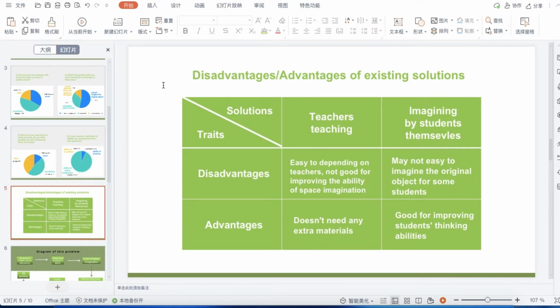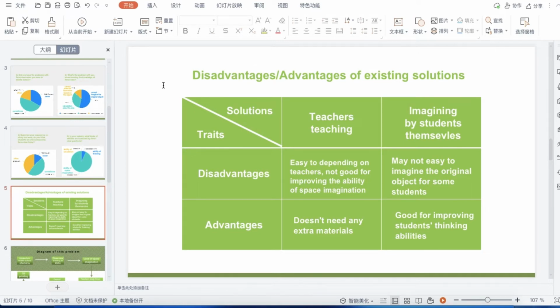Let's see, what are the existing solutions to this phenomenon? The first one is teachers teaching. If we depend on teachers teaching, it is very easy to become dependent on teachers, and it is not good for improving the ability of students' space imagination. But it still has the advantage that we don't need actual materials. It is very easy and very convenient for teachers teaching and for students to learn knowledge.